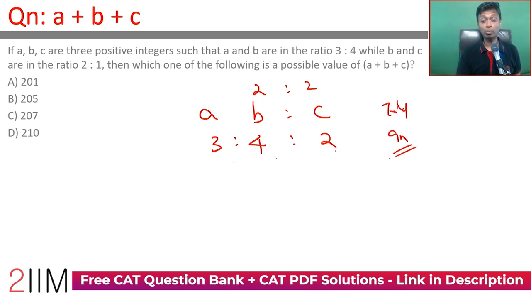The following is a possible value of a plus b plus c. A plus b plus c should be a multiple of 9. Done. 207, 2 plus 7 is 9. The other three are not multiples of 9. We're looking for a multiple of 9. We're jumping with joy that we've actually found this question in the exam and not some really tricky one.